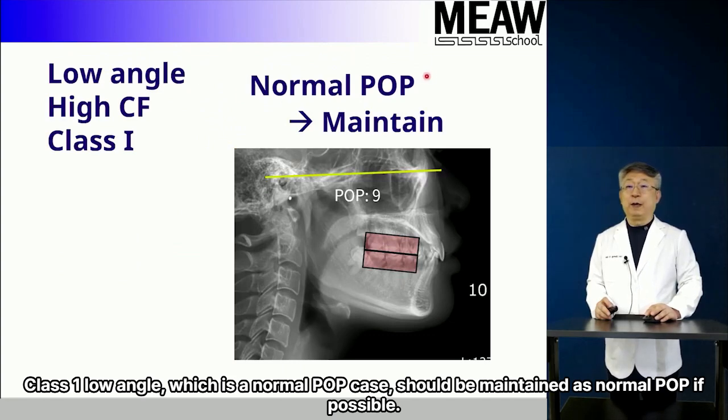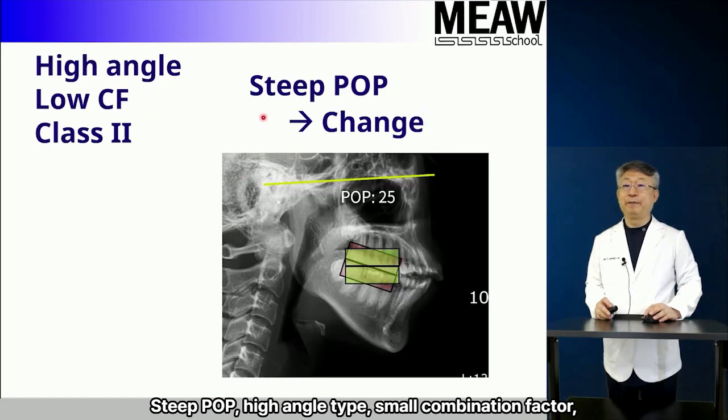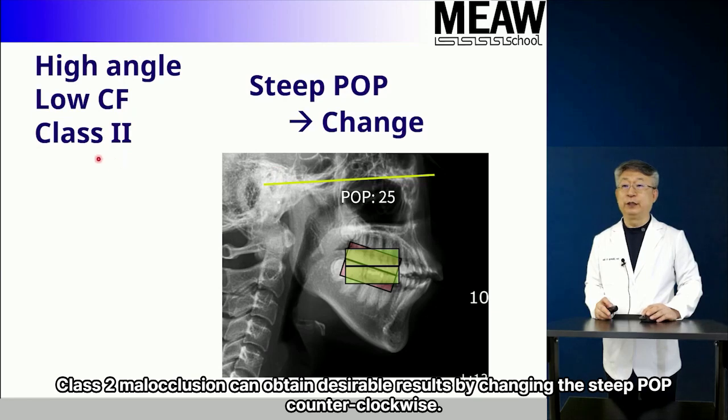Class 1 low angle, which is a normal POP case, should be maintained as normal POP if possible. Steep POP, high angle type, small combination factor. Class 2 malocclusion can obtain desirable results by changing the steep POP counterclockwise.